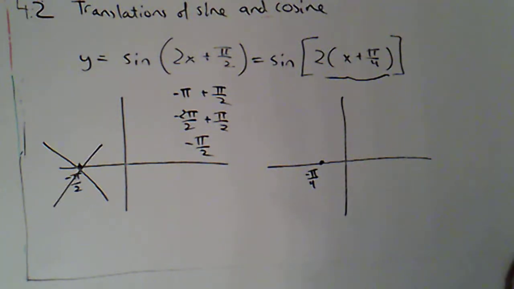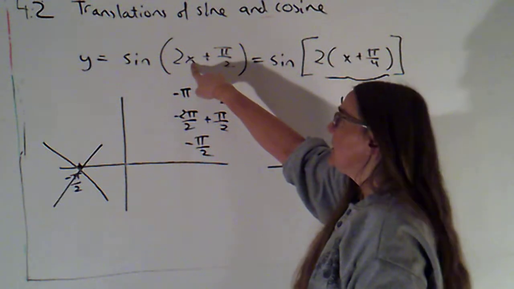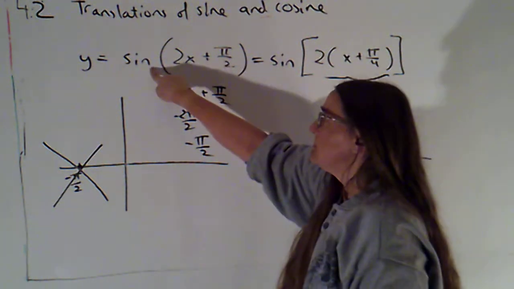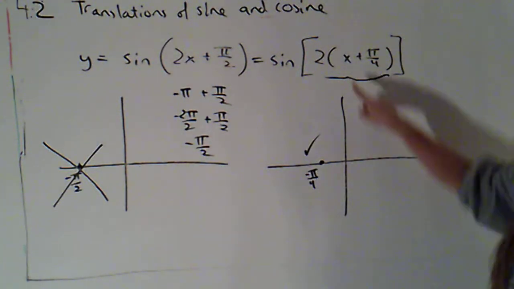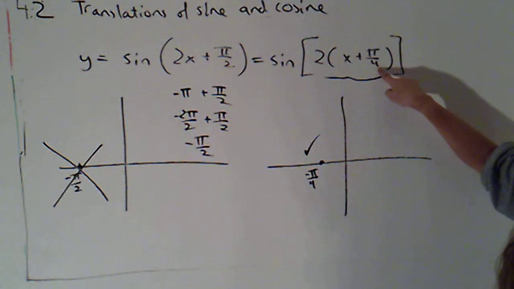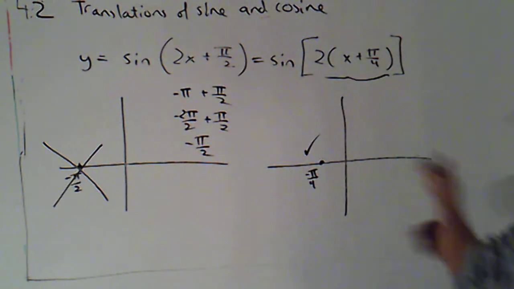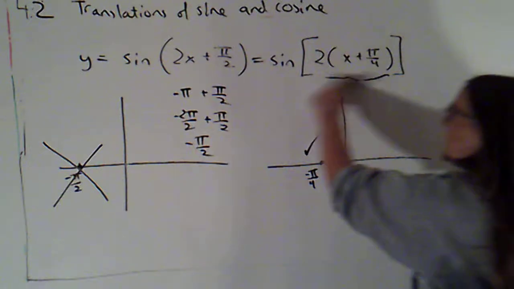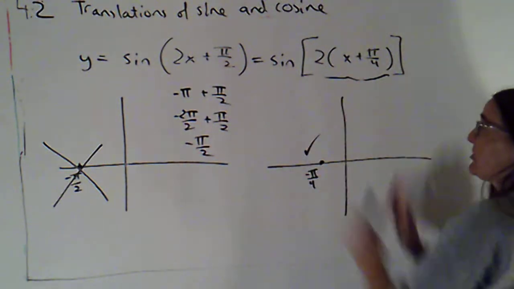But let's see what happens if I plug in negative pi over 4. 2 times negative pi over 4 is negative pi over 2. Plus pi over 2 is 0. Sine of 0 is 0. This point is on the graph. Negative pi over 4 plus pi over 4 is 0. Times 2 is 0. Sine of 0 is 0. This point is on the graph. Either way I calculate it, I get the same thing. So it turns out, well, these are exactly the same. I'm going to graph this one function. It has one correct graph.